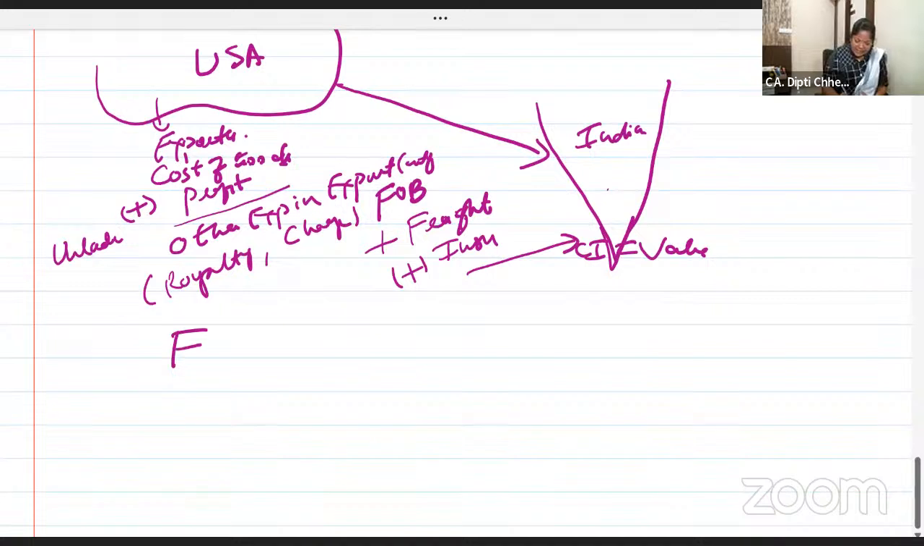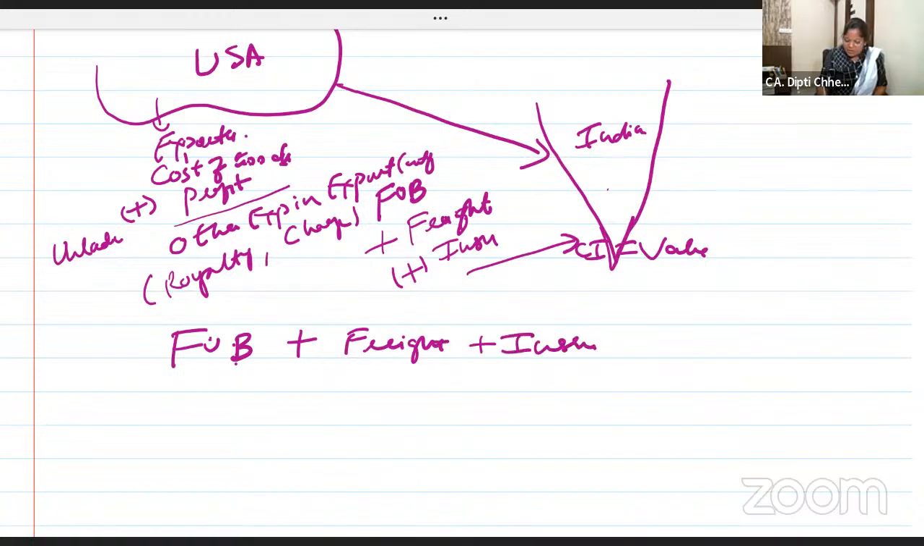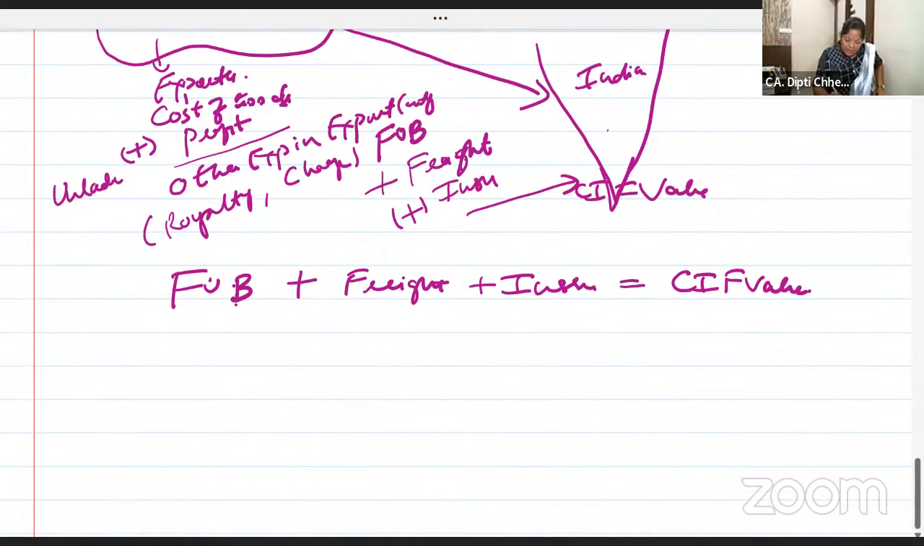If the maths logic is not clear, then write this please. Free on board is the bye-bye saying in the export country, plus the freight, plus the insurance. Because when the goods are imported, I will have to pay all this. This will give you the CIF value. Okay.